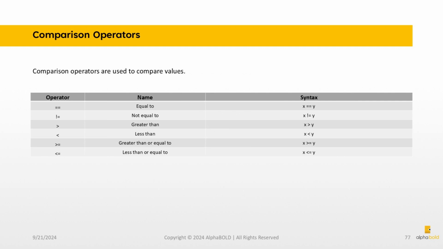Comparison operators are used to compare values. Equal to, ==, returns true if the two values are equal, otherwise false. For example, x == y returns true if the value of x is equal to the value of y. Not equal to, !=, returns true if the two values are not equal, otherwise false. For example, x != y returns true if the value of x is not equal to the value of y.